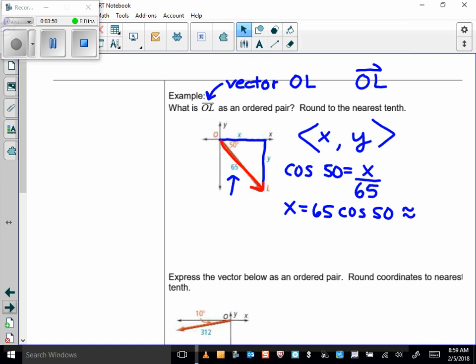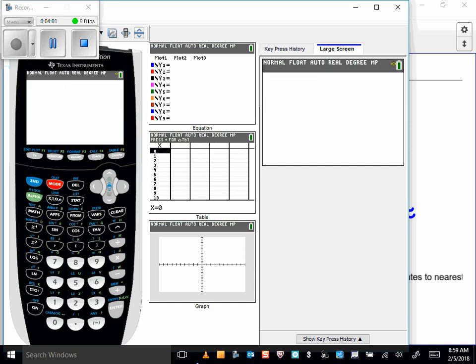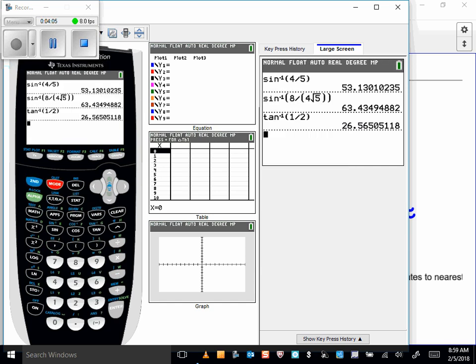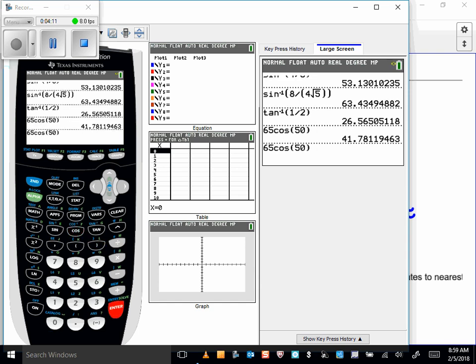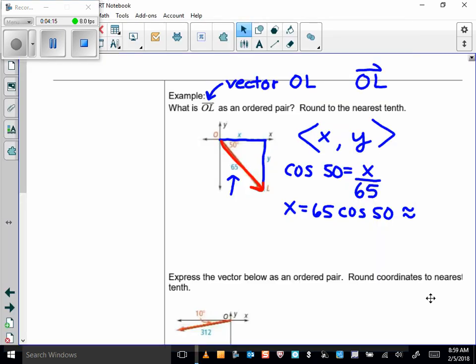Let's go over here and grab our calculator. Hope you got your calculator out. So 65 cosine 50. Make sure you're in degree mode. Let me check it out. I am in degree mode. So now I'm going to do 65 cosine 50. Close my parentheses. And so 41.8, that's going to be rounded to the nearest tenth. 41.8.